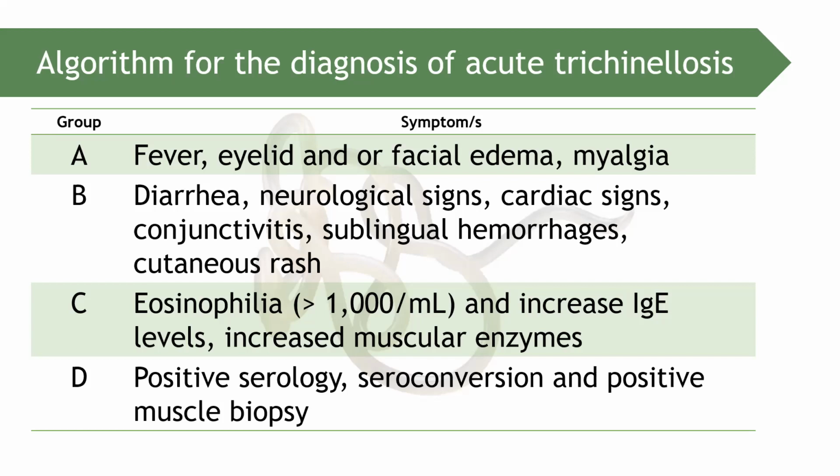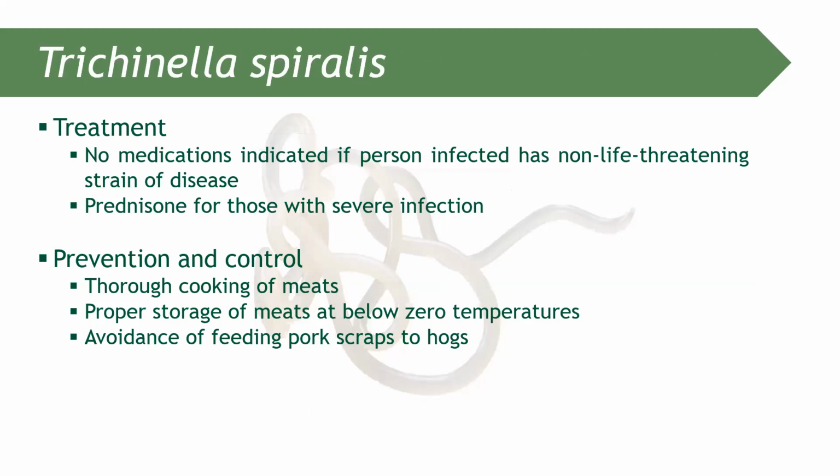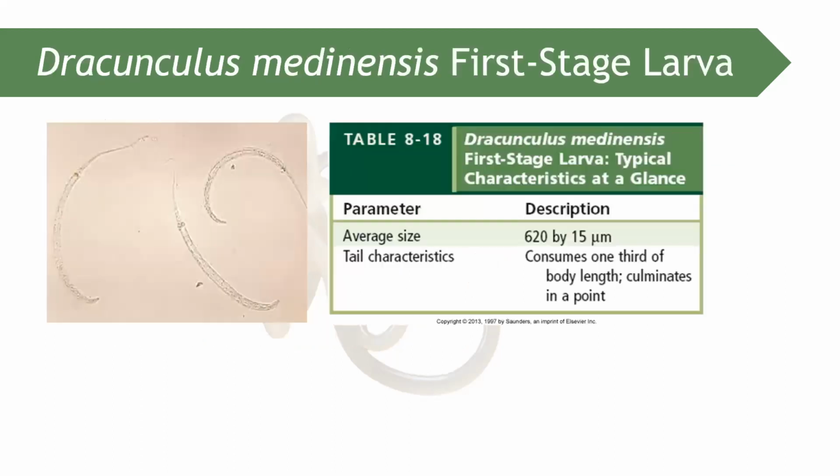And of course, an increase in the muscular enzymes: LDH, CK or CPK, and aldolase. Positive in serological test is for group D, seroconversion, and positive muscle biopsy. Again, no treatment medication is indicated, and it has a non-life-threatening strain of disease. But of course, prevention and control: since this can be acquired through consumption of contaminated or undercooked food or meats, thorough cooking is recommended.